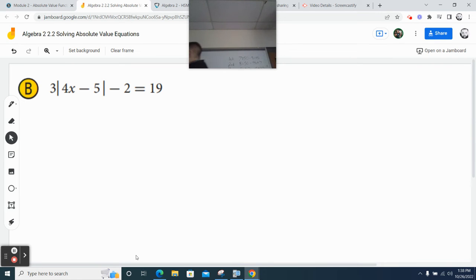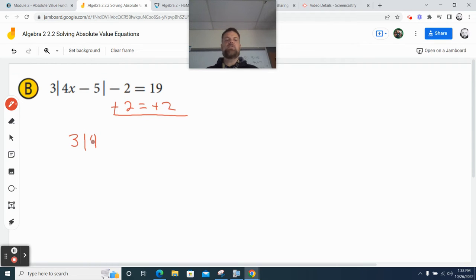All right, guys, write this down real quick. What we're going to do is the same thing we did last time. There's just more steps. So I'm going to solve for x, but what I'm going to do is add 2 to both sides. Okay, so then that gives me 3 times the absolute value of 4x minus 5 is equal to 17.